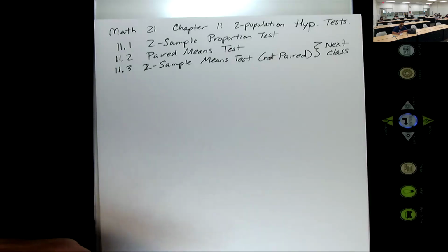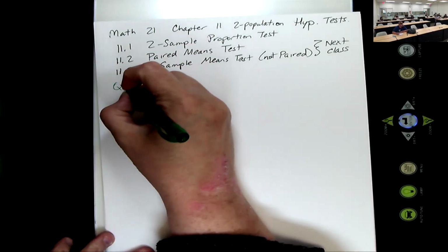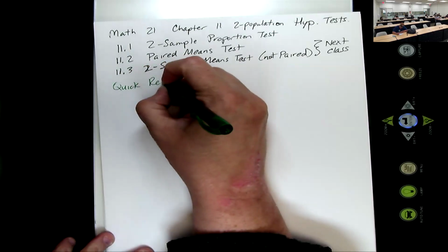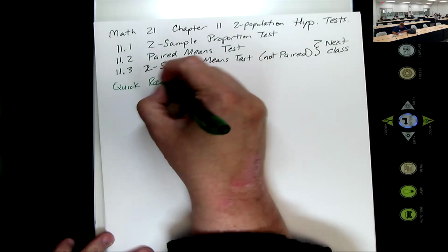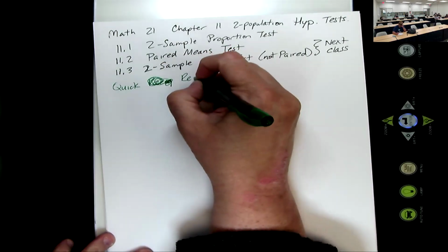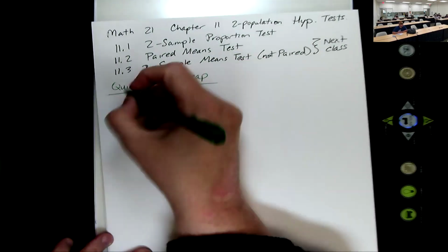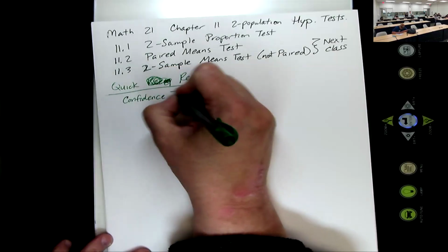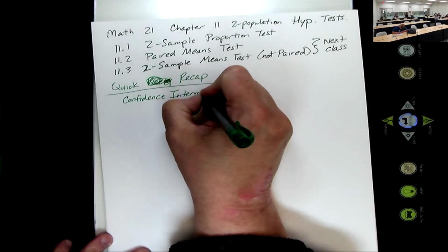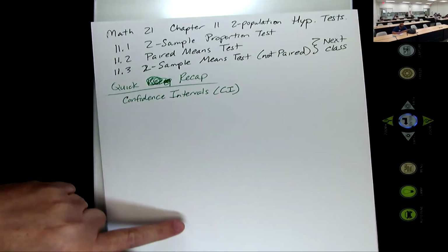As a quick little recap of some of the stuff we've learned so far. We have learned about confidence intervals. I can't spell recap, apparently. Recap. We've done confidence intervals, which I tend to call CI, because confidence intervals is a lot of letters to write and you get tired of writing it.